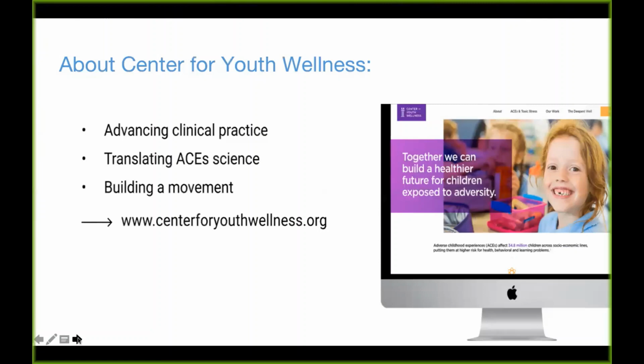Our direct service work serves to advance clinical practice related to ACEs. Our research arm aims to translate and build the scientific foundation of the field. We're currently in the process of validating an ACEs screening tool. And we want to raise awareness and build a national movement around ACEs. Our vision as an organization is that all primary care medical providers implement universal screening for ACEs and routinely use an understanding of ACEs and toxic stress to enhance the quality of patient care and health outcomes.